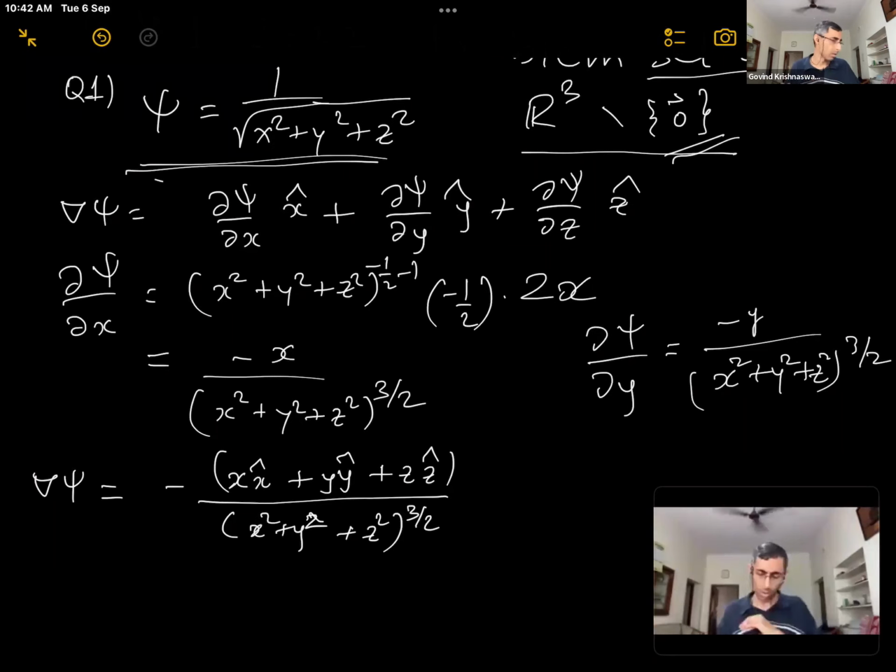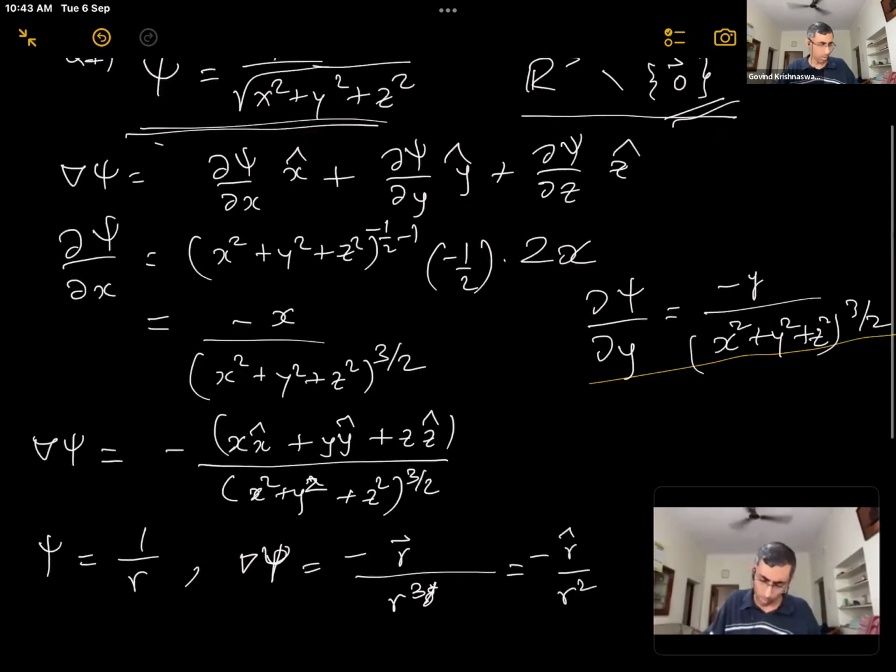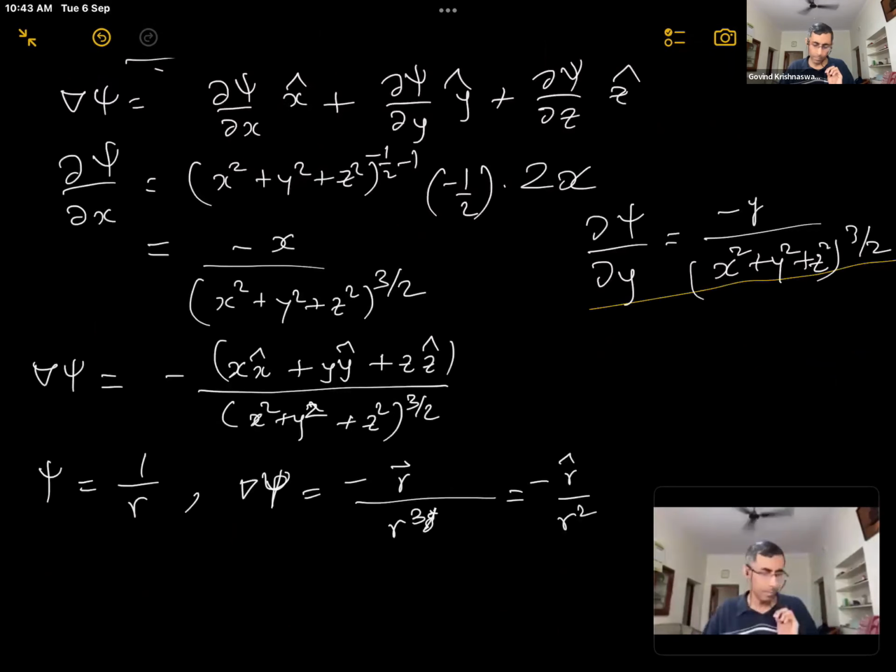Okay, if not, let us continue. We want to re-express this in polar coordinates. First of all, psi in spherical polar coordinates is simply 1 upon r. And the gradient of psi is given by minus r vector divided by r cubed. That can, of course, be simplified, and you can write it as minus r hat upon r squared. So this is basically part A. I hope you have been able to handle this.